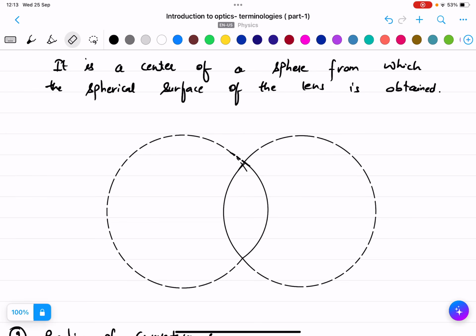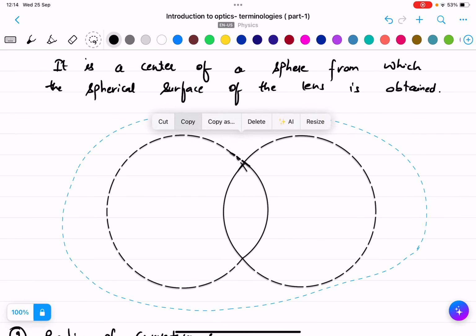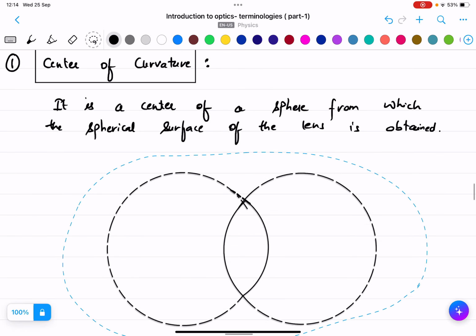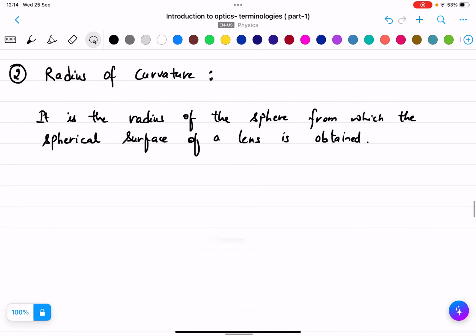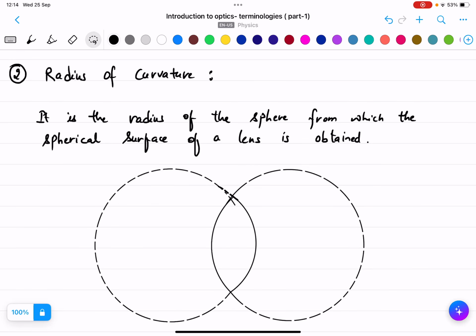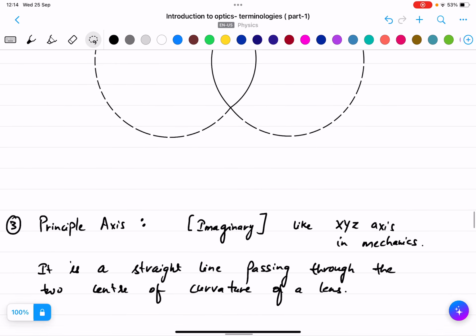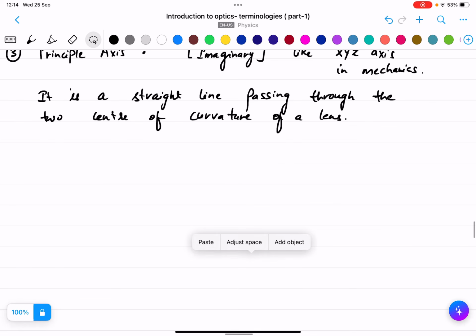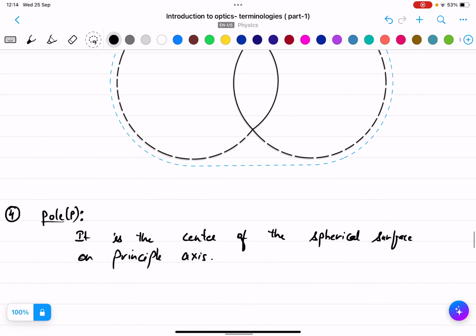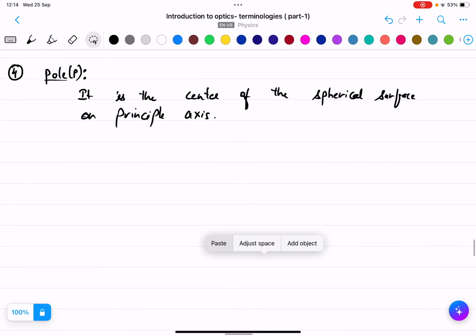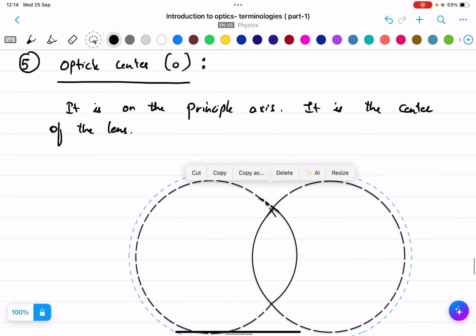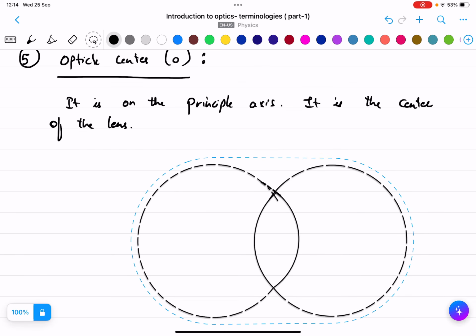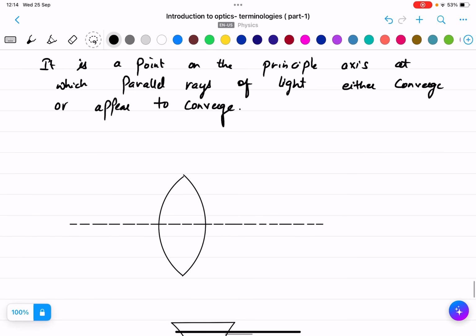Okay, and let me copy paste this one in radius of curvature. I'll explain this. And in principal axis as well, in pole, in optical center.